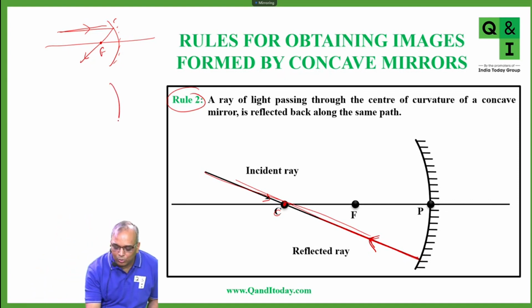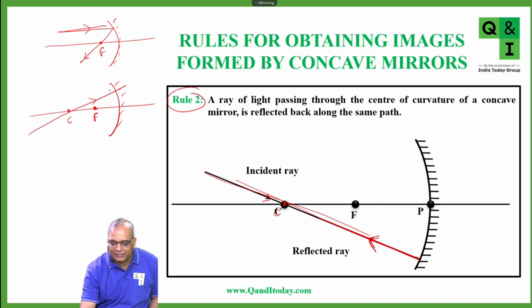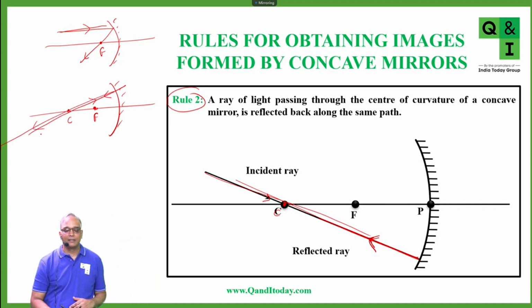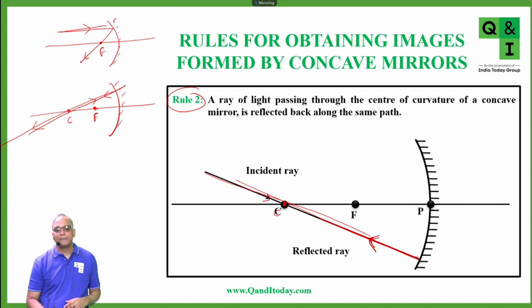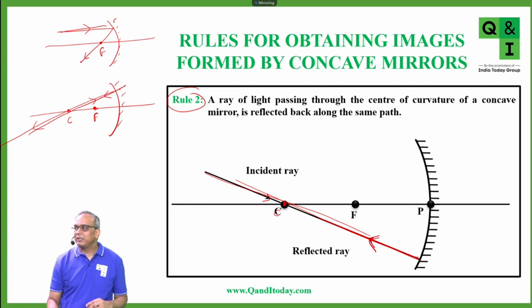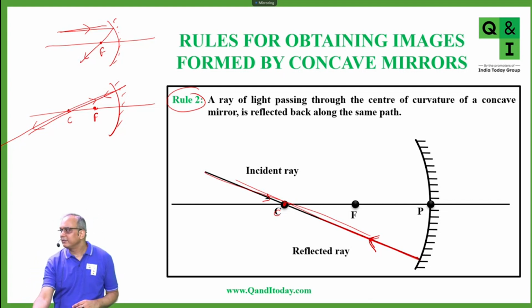So what rule 2 states is that, let's say this is your focus and this is your center of curvature. If a light ray passes through the center of curvature, after reflection, it will go back in the same direction. So it will take the same path. It will reflect back along the same path. Is it clear, students? The second rule is also clear.